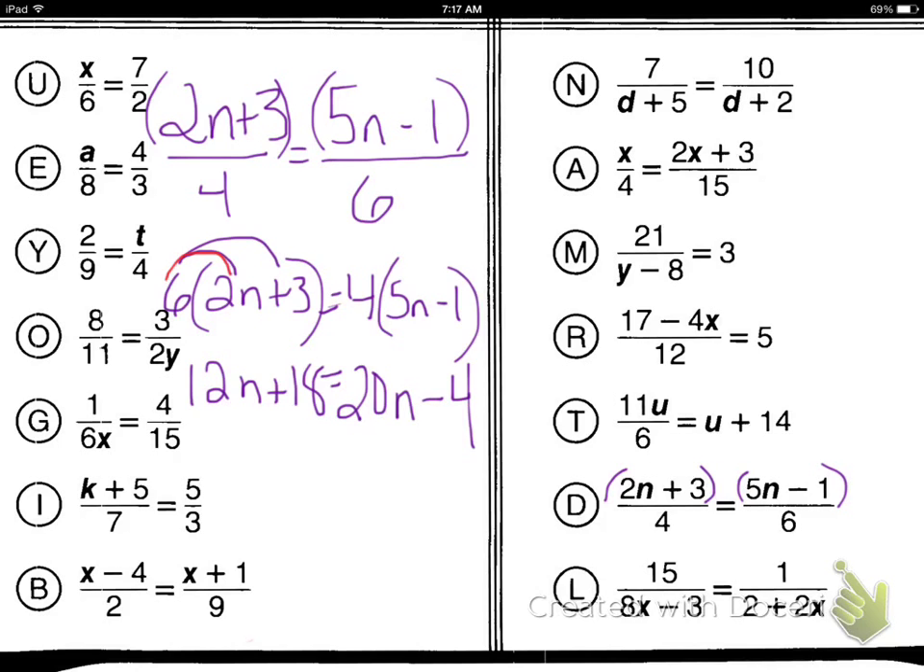I do this again. 6 times 2, that's 12n. That's 18. That's 20n. That's negative 4. Okay, feeling good. Again, I felt good before and I had screwed up.